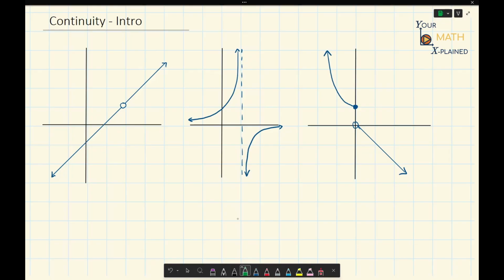This leads us to an important idea we haven't touched on yet: continuity. The goal of this video is to use the foundational learnings of limits to create a definition of continuity so that we can be more precise with our mathematical reasoning.